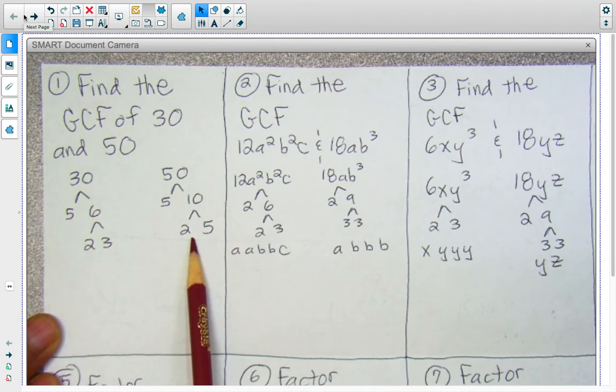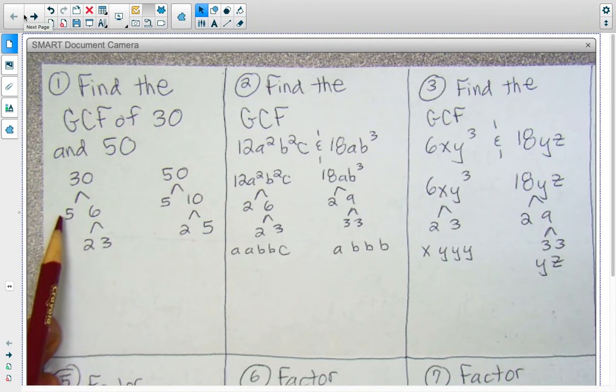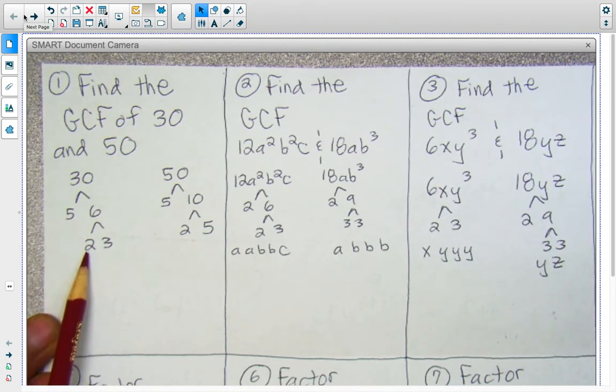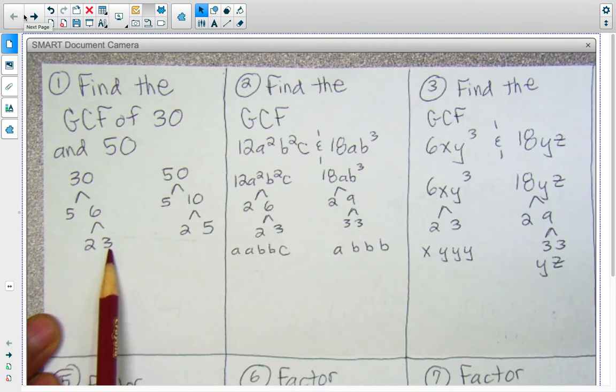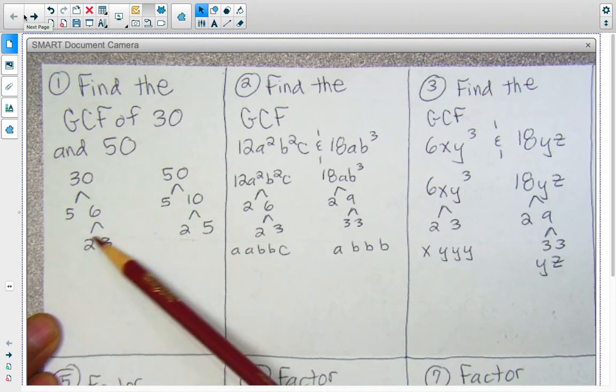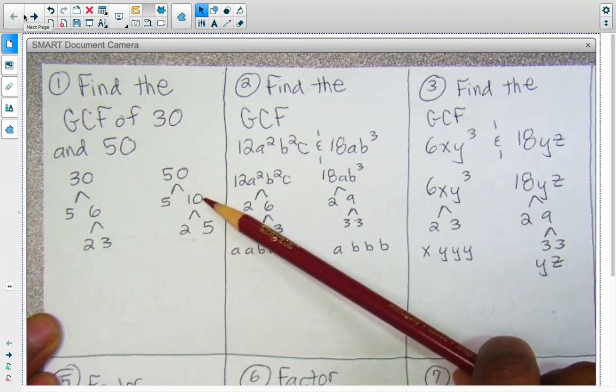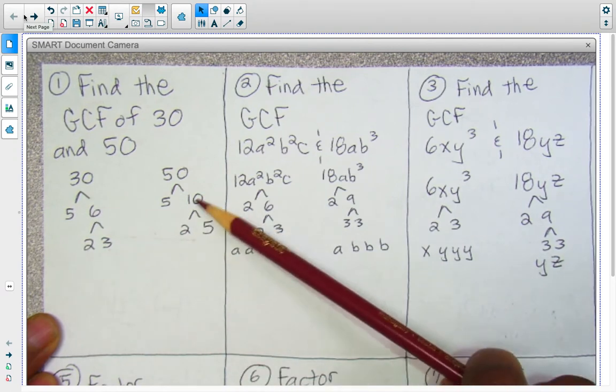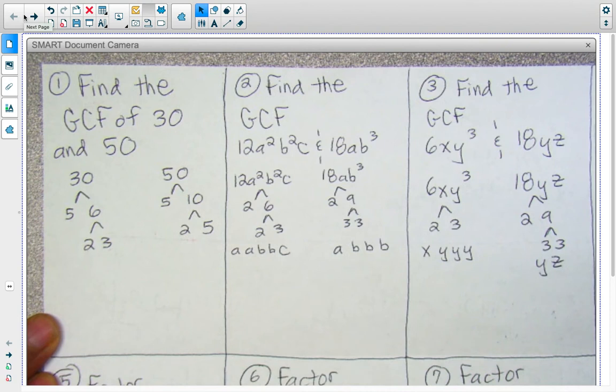Prime numbers, their only factors are the number 1 and whatever that number is. For example, 5 is 1 times 5. 2 is 1 times 2. 3 is 1 times 3. Those are examples of prime numbers. 6 is not prime because I can break that down. 10 was not prime because I could break that down. So those are what we call composite numbers. So when you're doing a prime tree, break it all the way down till you only have prime numbers.